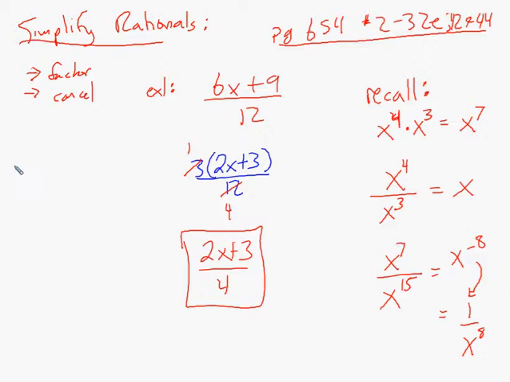Alright, I'll put our next example over here. And let's say we have 2m minus 5 over 6m minus 15. Take a 3 out of the denominator, yes, you're right, Evan. So factor out a 3, we get 2m minus 5.